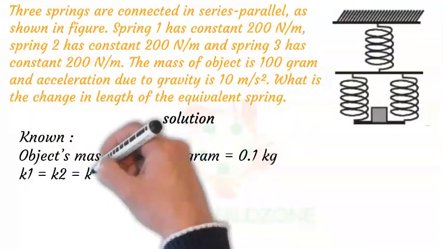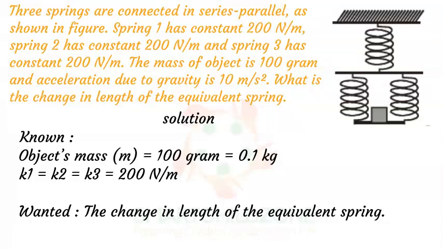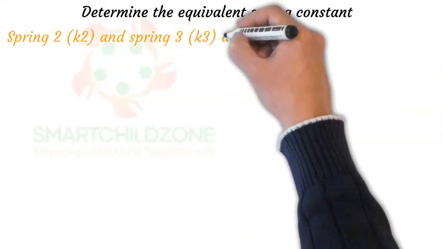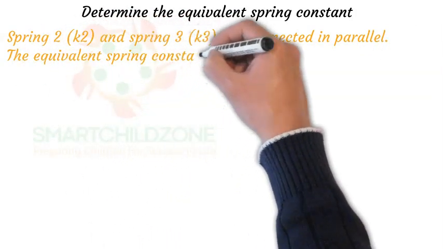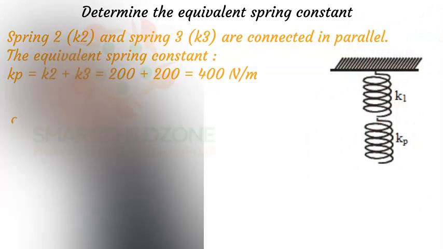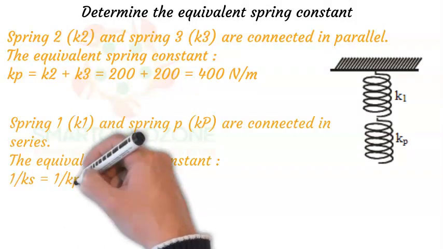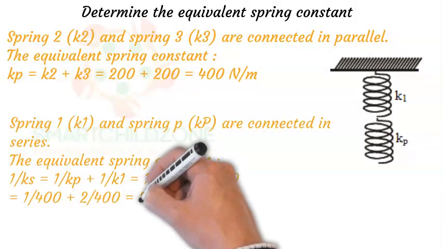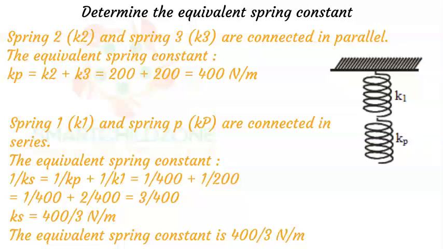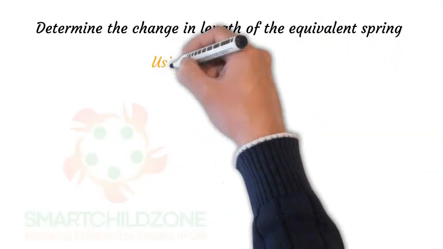From the information, we know the object's mass and the constant of elasticity. Let's first determine the equivalent spring constant. Determine the change in length of the equivalent spring using Hooke's law.